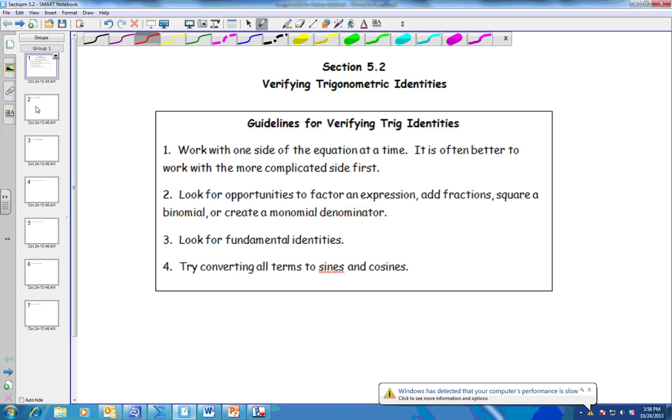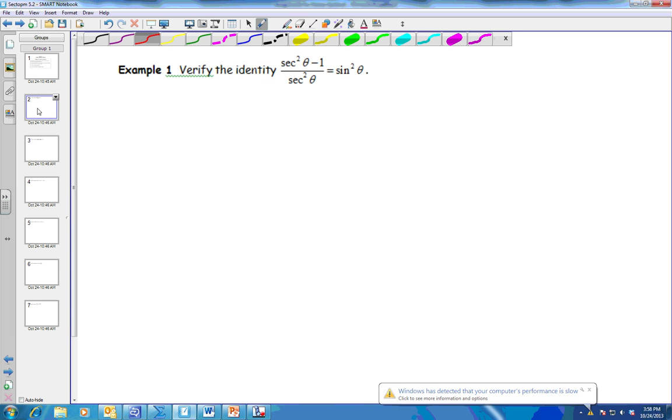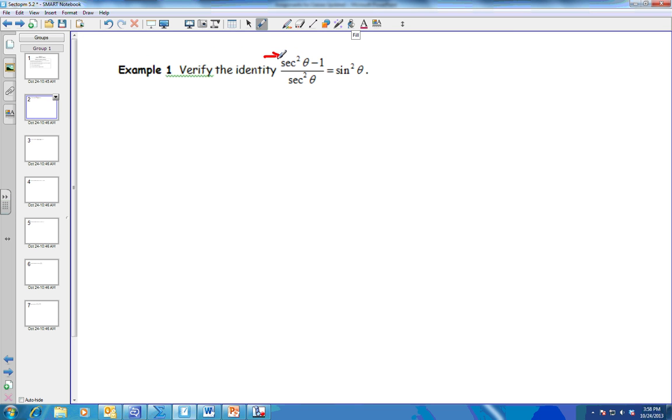So let's do example 1. Verify the identity secant squared theta minus 1 over secant squared theta equals sine squared theta. So here's what I did. I automatically noticed that secant squared theta minus 1 is a Pythagorean identity. That's equal to tangent squared theta. So I changed the top to tangent squared theta.